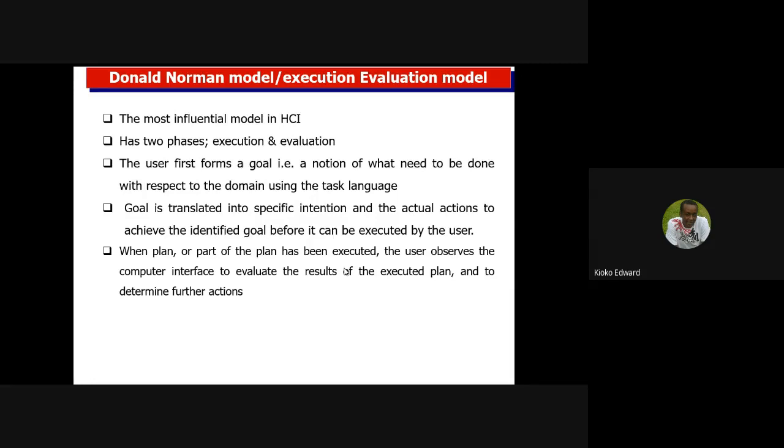After execution has been done, as a user, you need to observe, or you need to evaluate the user interface, then determine, do we need further action?